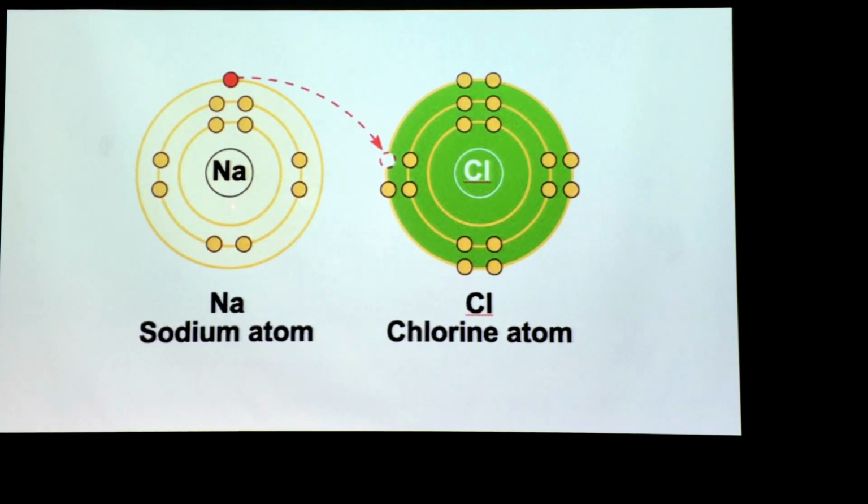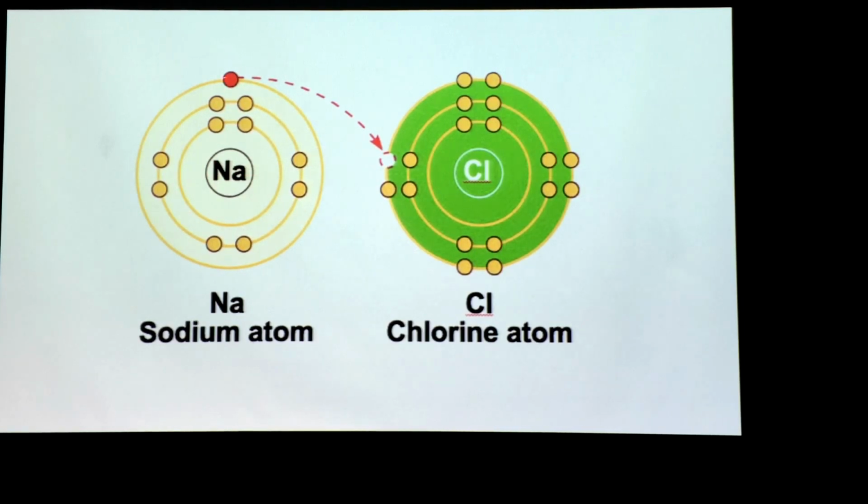Once the ionic bond occurs, this atom will become a sodium ion, and this atom will become a chloride ion. An ion is a charged atom, positively charged or negatively charged. Either way, it becomes an ion.